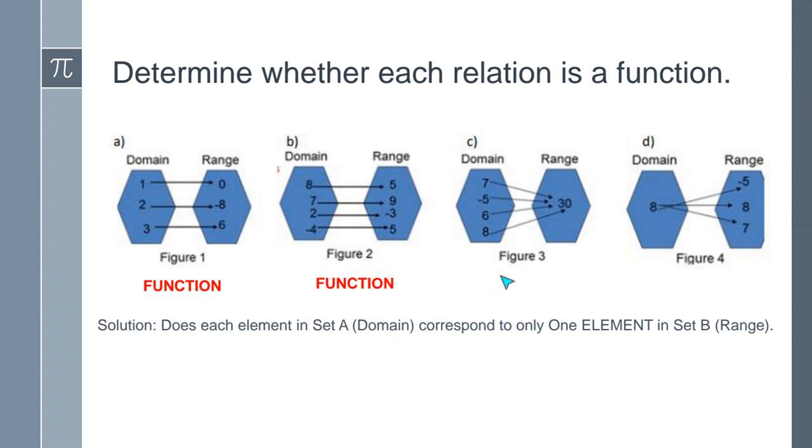Now let's look at C. C looks a little bit different because they're all going to one number, but the question is, does 7 go to exactly one element in the range? And the answer to that is yes, 7 is going to only 30, and -5 goes to just 30, 6 goes to 30, and 8 goes to 30. So they're all going to the same thing, but that doesn't matter because they're all going to exactly one thing. So that's still going to be a function.